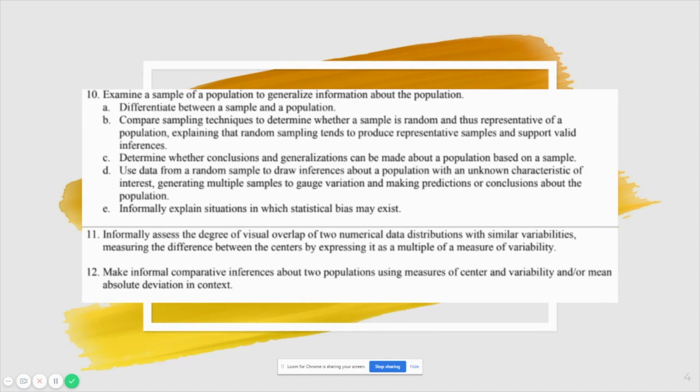Number 12 asks students to make informal comparative inferences about two populations using measures of center and variability and/or mean absolute deviation in context. Mean absolute deviation has been moved from 6th grade to 7th grade.